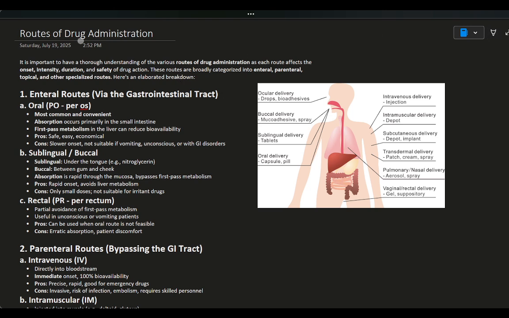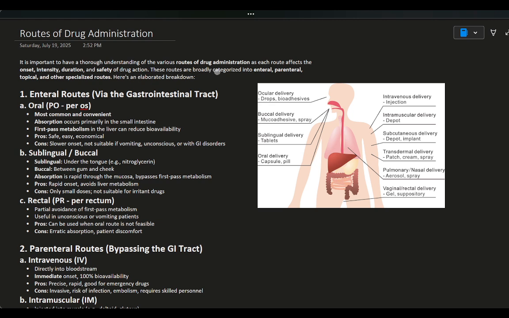This time we're going to be talking about the different routes of drug administration. And so it is so important to realize that having a thorough understanding of these different routes of drug administration can help guide your treatment decision when a patient is afflicted with a certain disease, condition, disorder, etc.